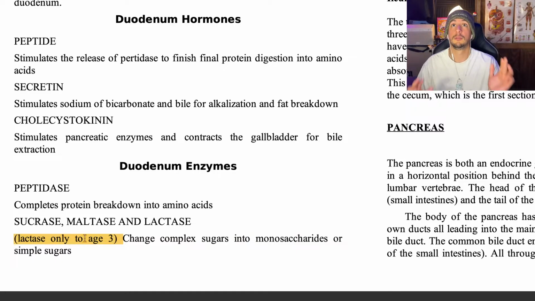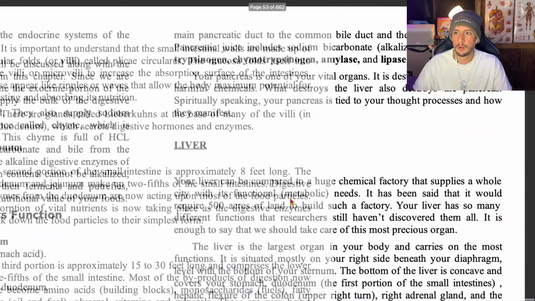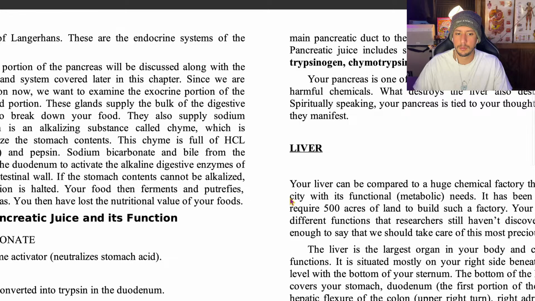For people that still want to think that we're meant to drink milk, it's only your mom's milk. It's only till 3. There's been some studies about goat milk potentially being a good exchange if the mother's extremely unhealthy and can't lactate, but yeah, only till age 3 can you actually use that to change complex sugars into monosaccharides or simple sugars. So it's all about simplifying shit for your body. It's all about making sure that your body doesn't have to work too hard. So let's keep that in mind as we move.